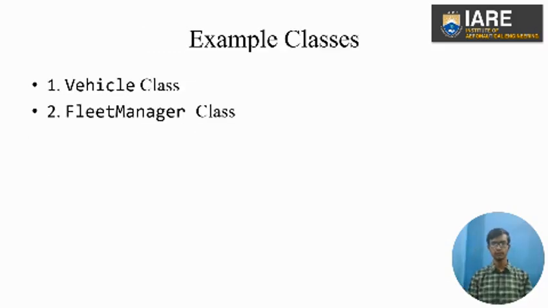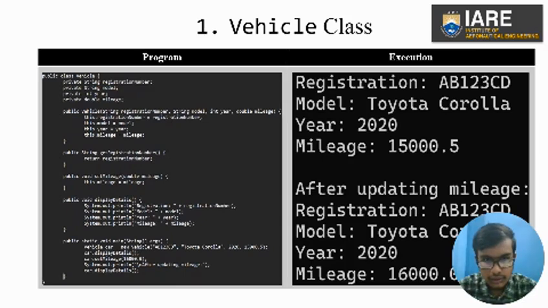Now let's take two of the classes, a vehicle class and fleet manager class, as examples in the concept of fleet management system from the perspective of object oriented programming. Now let's talk about vehicle class. By using getter and setter methods, we can define and initialize four data types here. The first one is registration, the second one is model, the third one is year, and the fourth one is mileage. Let's consider we have entered the registration number as AB123CD or any other random number.